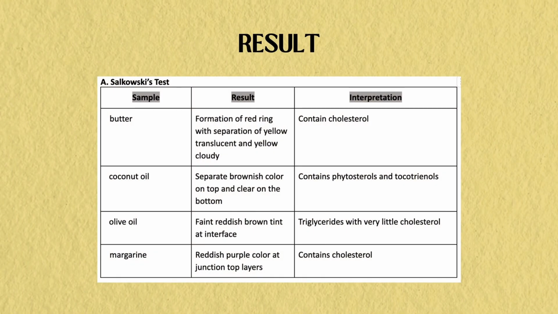For the Salkowski test, butter resulted in formation of a red ring with separation of yellow translucent and yellow cloudy color, which is interpreted to contain cholesterol. Coconut oil, separate brownish color on top and clear on the bottom, contains phytosterols and tocotrienols. Olive oil resulted in a faint reddish brown tint at the interface, which is interpreted to have triglycerides with very little cholesterol. Margarine resulted in a reddish purple color at the junction of the top layers, which is interpreted to contain cholesterol.